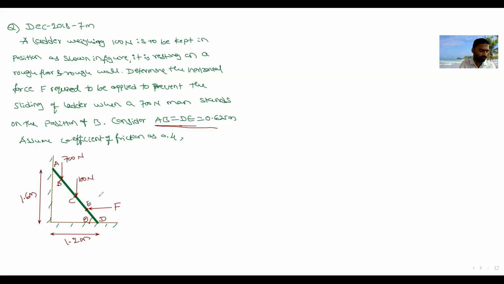Try it, and I will give all the answers. AD you have to try. AD is equal to 2 meter, and theta is equal to 53.13 degrees. Next, BC is equal to 0.375.